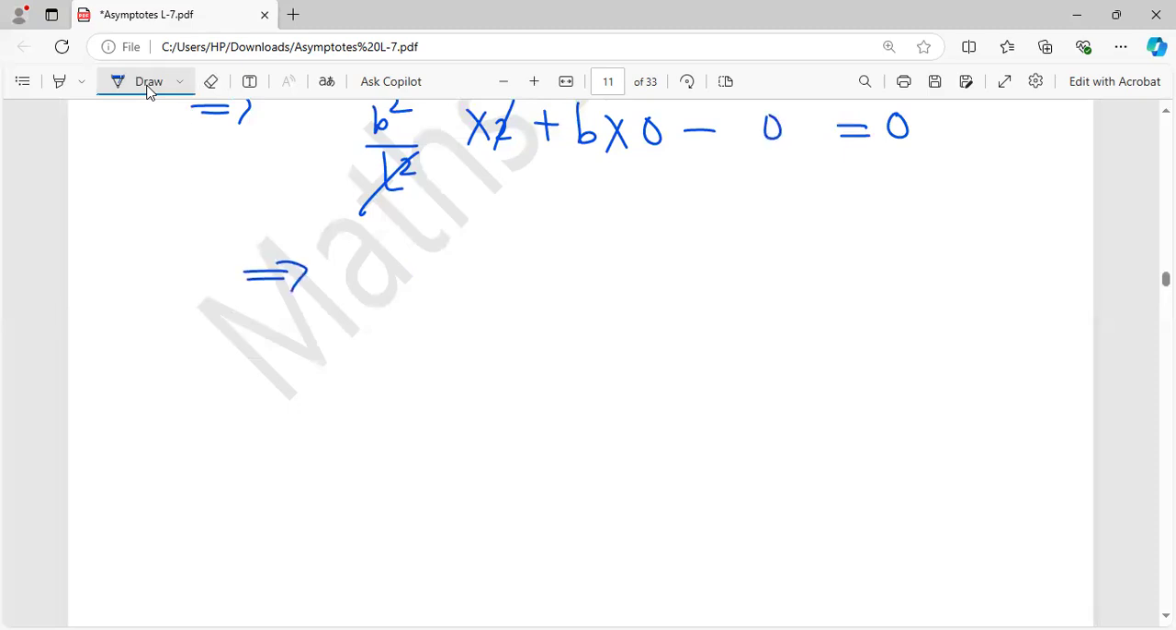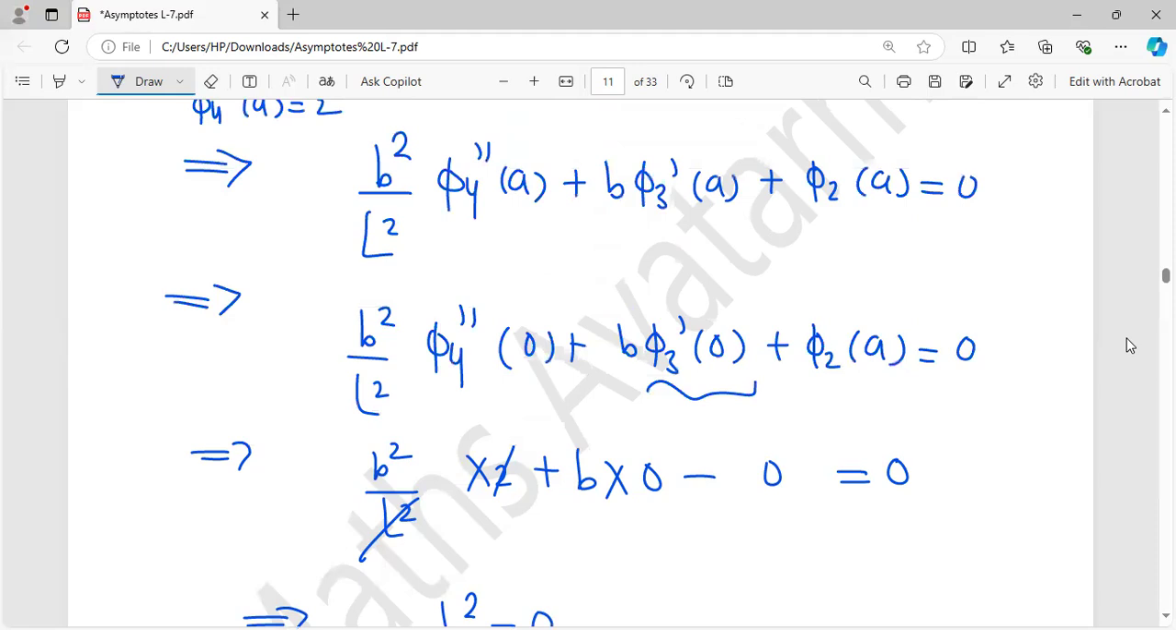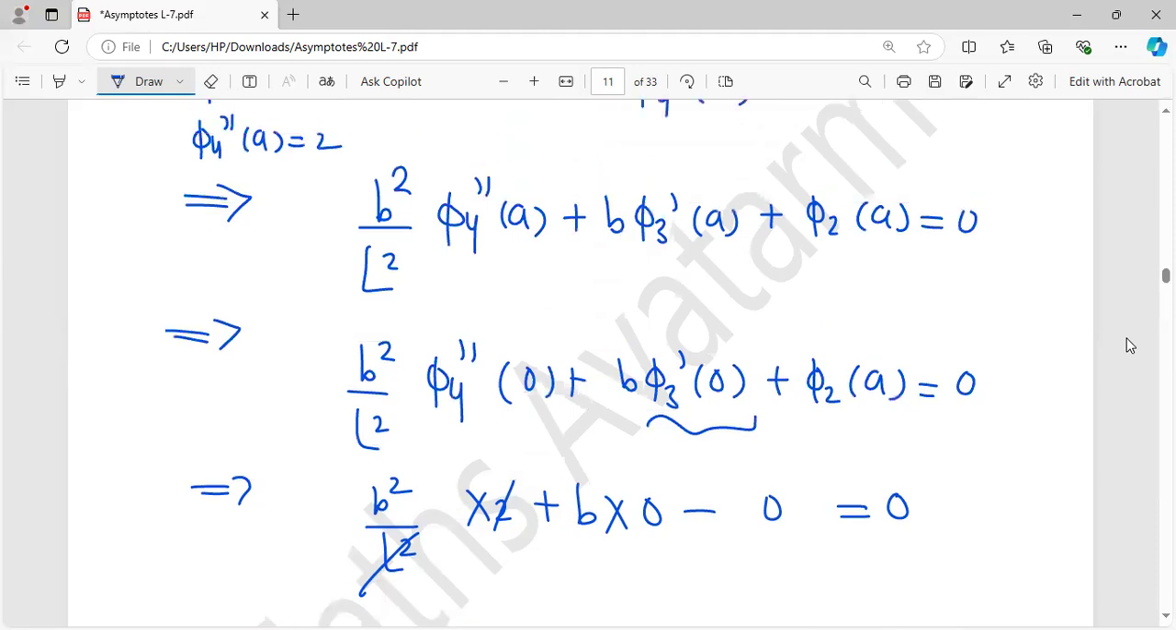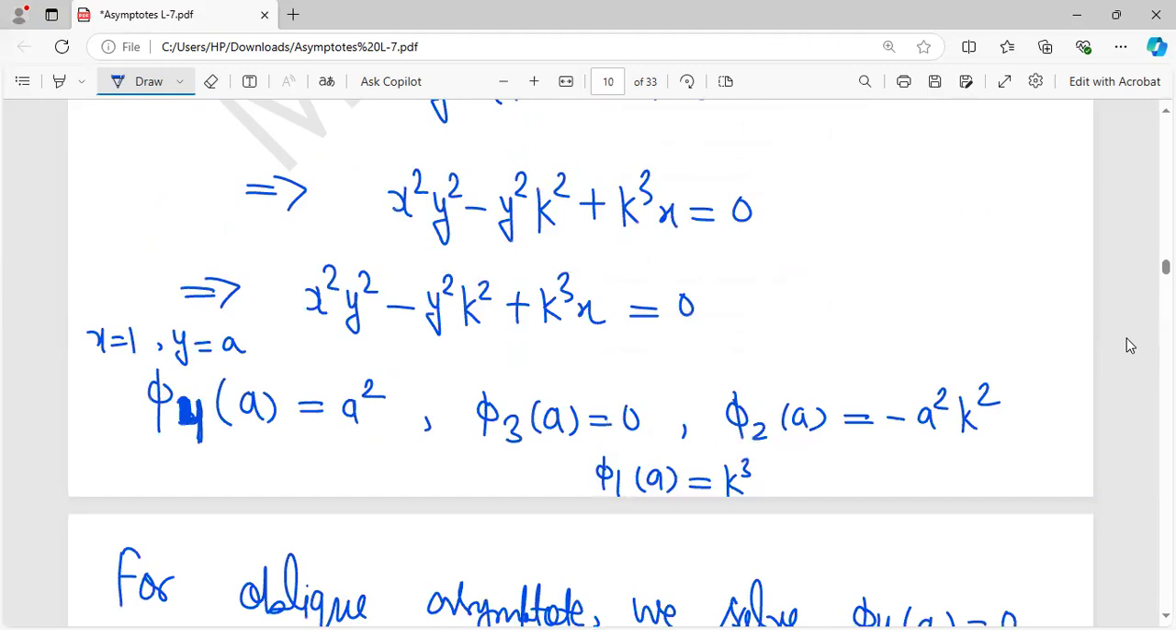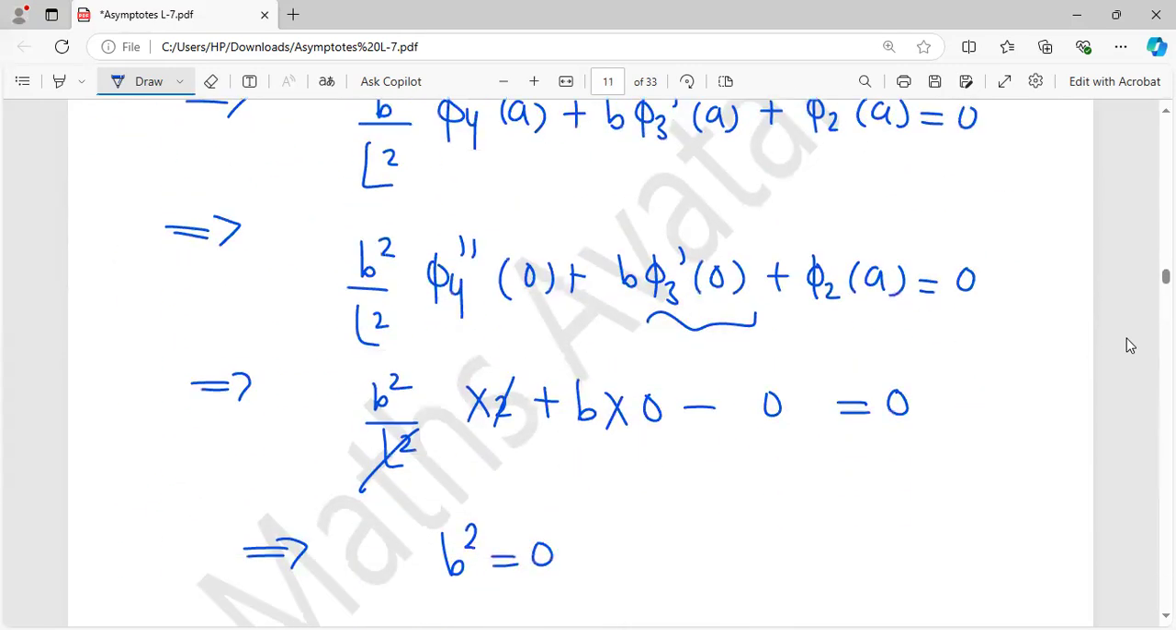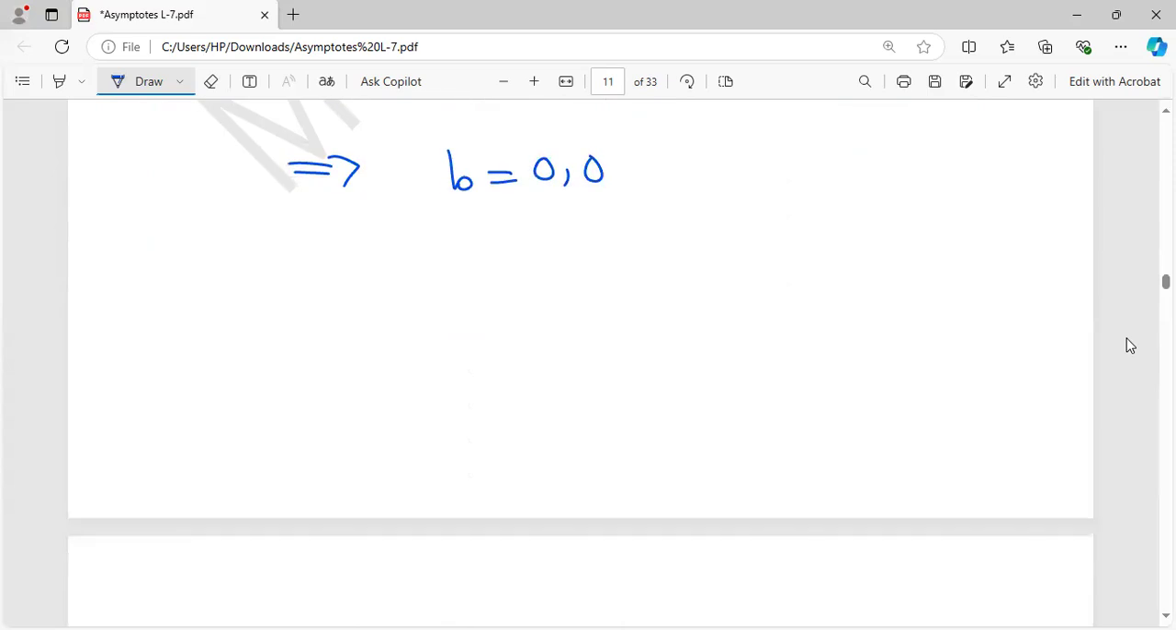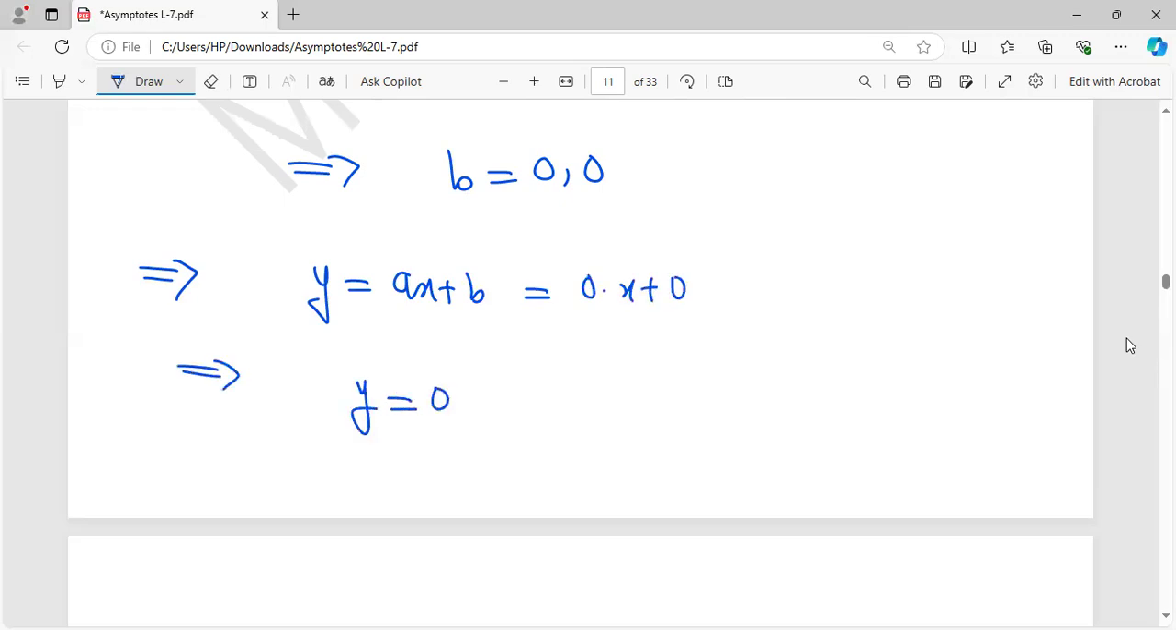So this is 0, so this implies B square is equal to 0. This implies B is 0. Let me check it again whether this is okay or not. If I say phi 2 A is 0, so B goes, so B is 0. So what is this? This implies y is equal to 0 into x plus 0, so y is equal to 0.